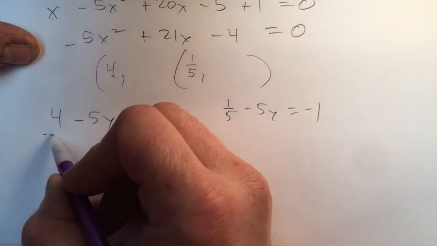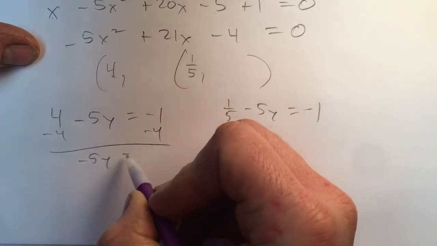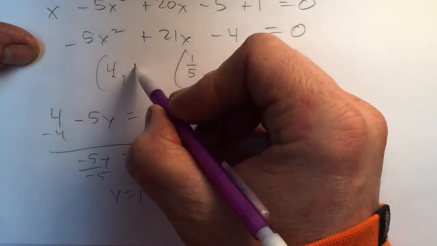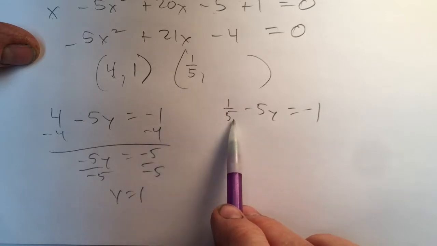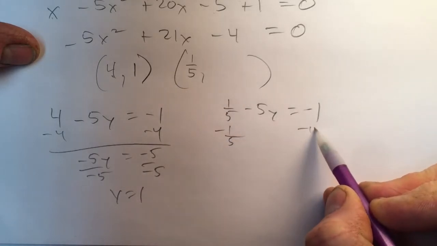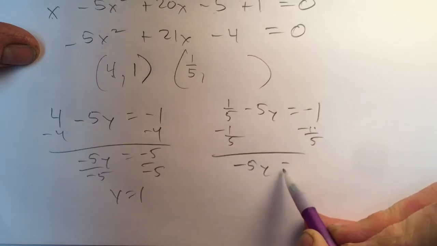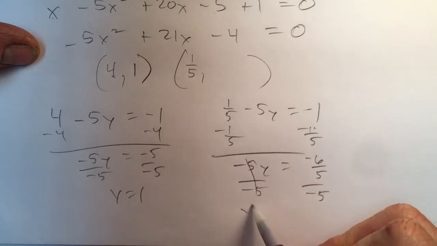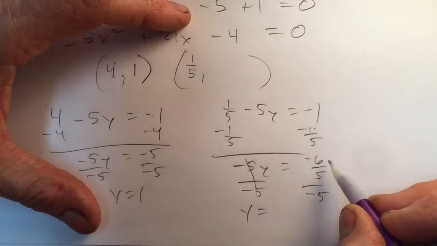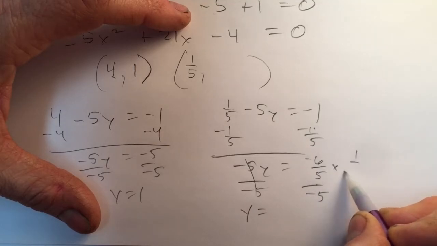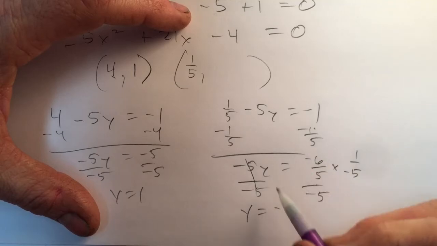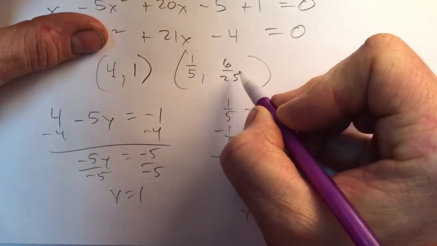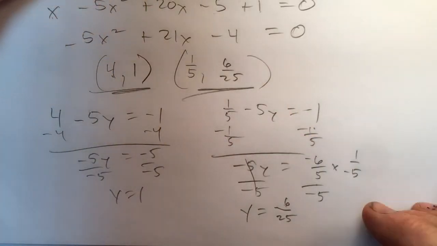So I can figure out my y value. So I minus 4, -5y equals -5, divided by -5. I get 1. So this is 1. If I put 1/5 in, I minus 1/5, -5y equals, that's going to be -6/5. Divide by -5. And when I divide by -5, I can keep, change, and flip that. So it looks like the negatives will cancel. 6/25. And there you go. There's my two solutions.